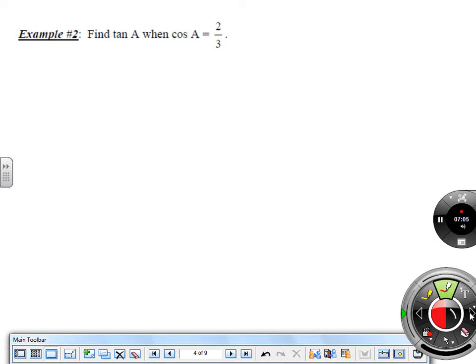Next problem says, find the tangent of A when the cosine of A equals 2 over 3, and there is no picture. Okay? But as far as what we know right now, if they're providing us with information like the cosine of A is equal to 2 over 3, what are they telling us? Matt? Okay, good. So cosine is usually adjacent over hypotenuse, and they told us this is 2 over 3. So Matt's saying, basically then, either the hypotenuse is 3 or it's some multiple of 3, right?